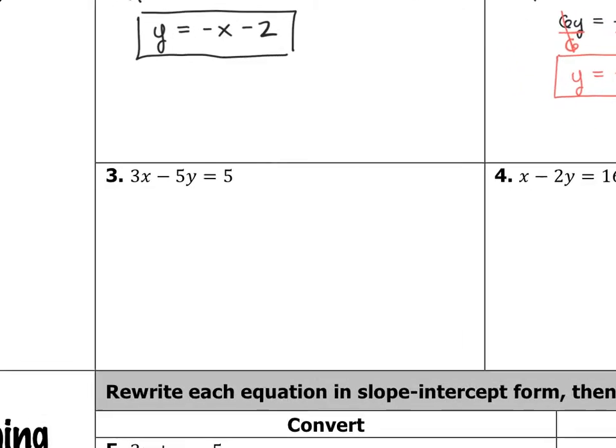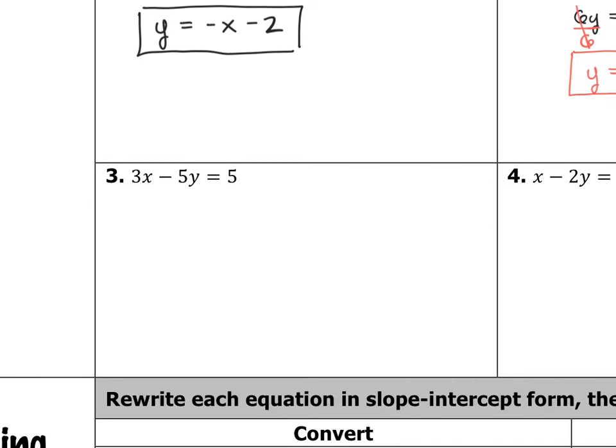Number three, 3x minus 5y equals 5. Again, I need to move my ax term to the other side, so I'll do that by subtracting 3x from both sides. That leaves me with -5y equals -3x plus 5, and then I'm going to divide everything by -5. Be careful with your signs here, since we're dividing by a negative. We get y equals -3 divided by -5 will give us the fraction +3/5. So y equals 3/5 x, and then +5 divided by -5 is a -1.